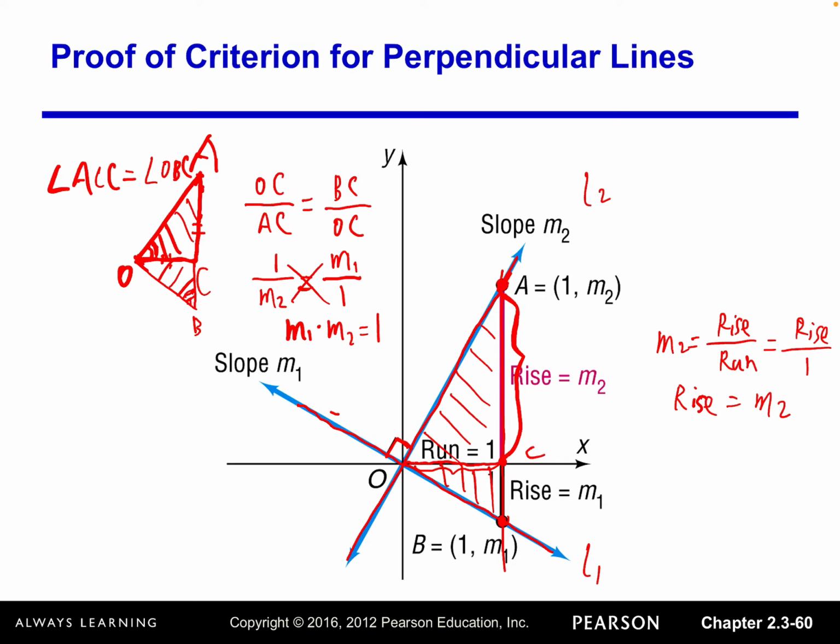We're not talking about positive or negative here. We only talk about the length of the sides of the triangle. So we have this property, which is M1 times M2 equals 1.